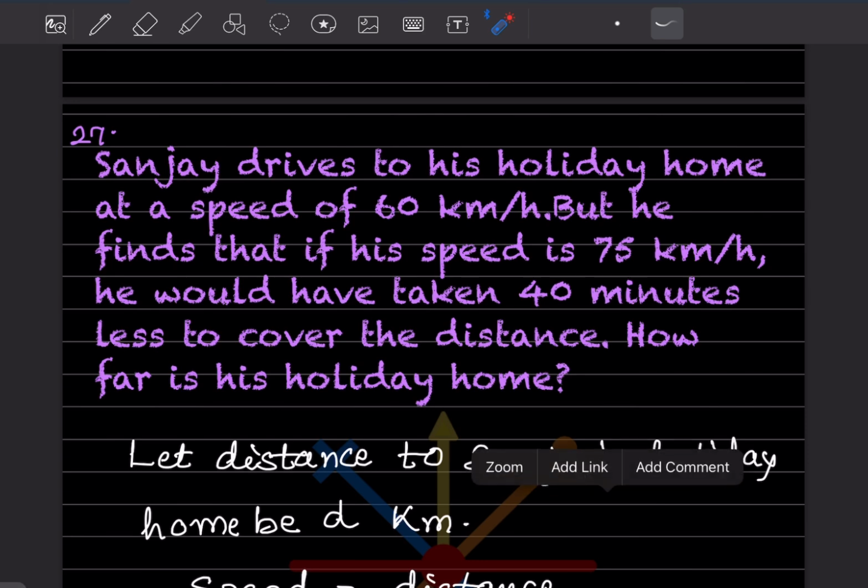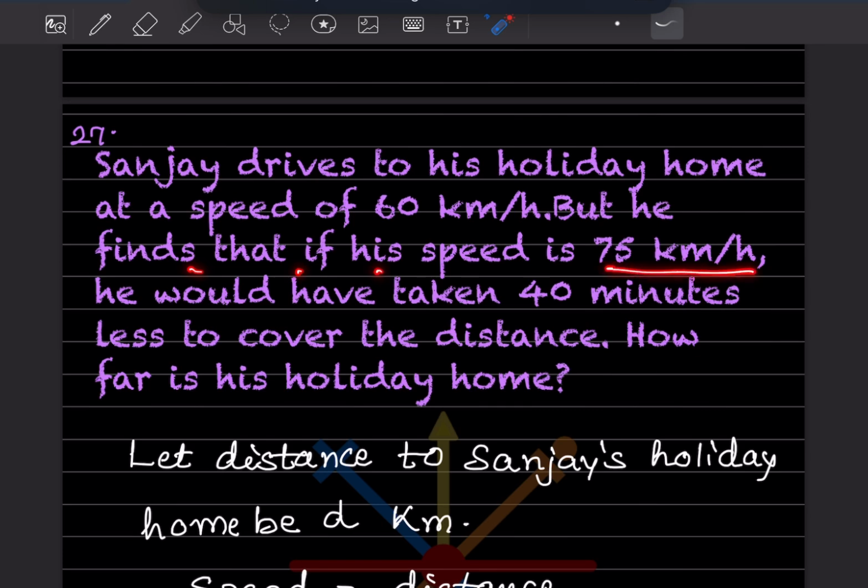Sanjay drives to his holiday home at a speed of 60 km per hour. But he finds that if his speed is 75 km per hour, he will have taken 40 minutes less to cover the distance. How far is his holiday home? So now we will see the distance to Sanjay's holiday home. We'll consider that we don't know the distance they have said.